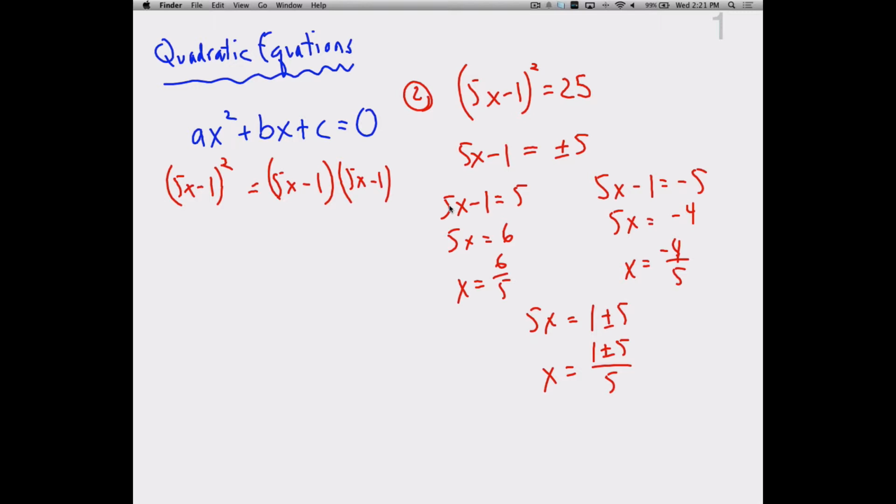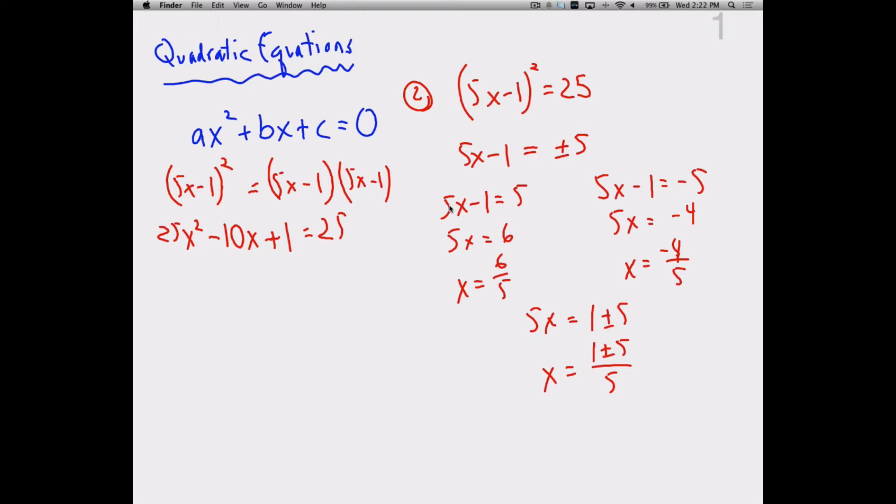Time to run with the big dogs. Square the first term: 25x squared. Multiply the two terms together: negative 5x, and double it. Negative 10x. Square the last term: 1. Plus 1. And that equals 25. Then bring the 25 to the other side.